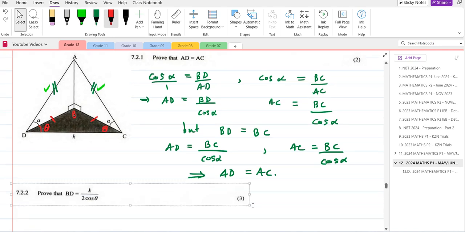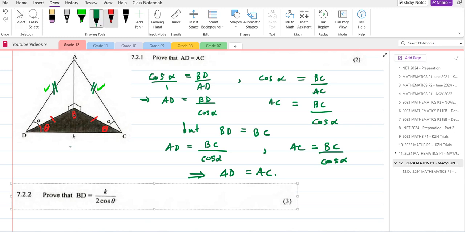Prove that BD is equal to K over 2 cos alpha. Prove that BD, we want to find BD is equal to K over 2 cos alpha.